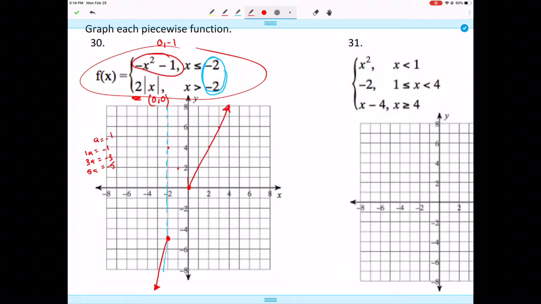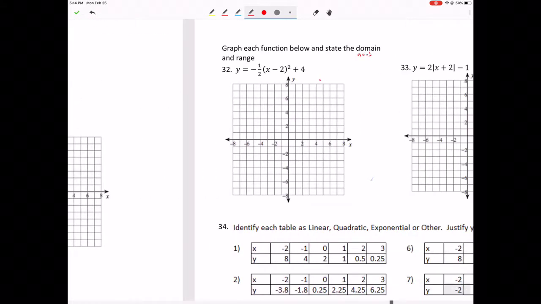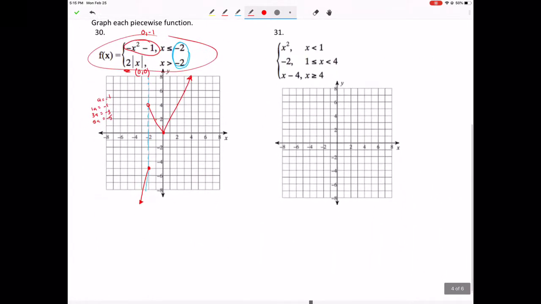That will be an arrow because it keeps continuing, but this one doesn't include that point, so we'll leave it an open point. All right, and that will do it. If you have any questions, watch the video, come and talk to me. I think that was everything. Okay.